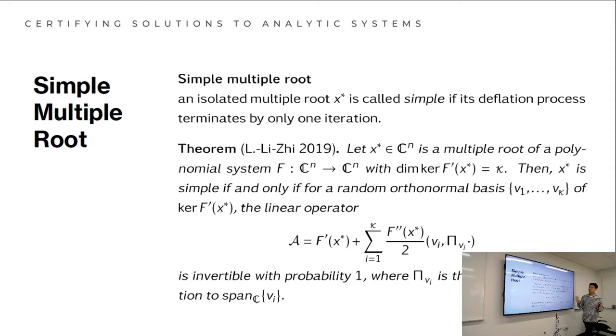Simple means isolated, right? Yeah, isolated. Simple usually means multiplicity one. Right, so isolated means you have a single root, but high multiplicity. But simple multiple root is a term that we just made up. So when you say simple here, what do you mean? It sounds like a contradiction, simple multiple. Why didn't you say simple root means a single root with multiplicity one? And isolated root means a single root, but it may have high multiplicity.